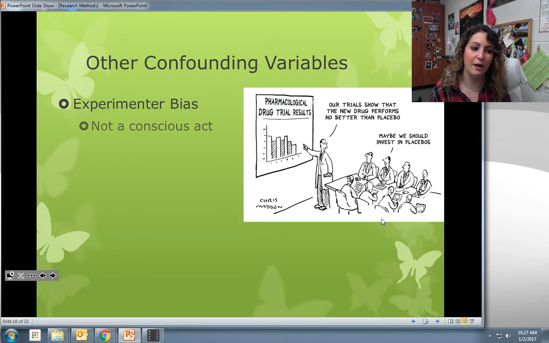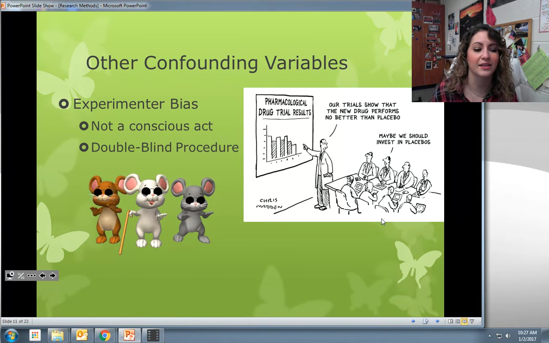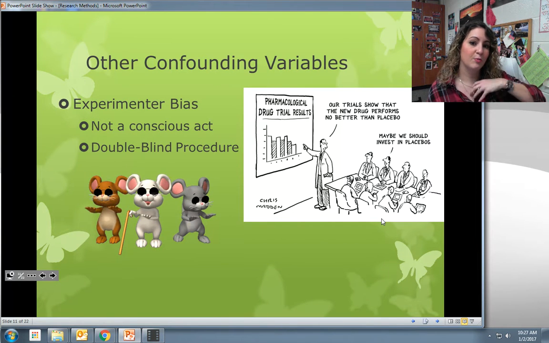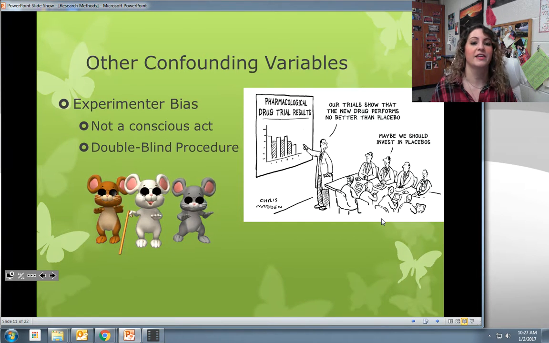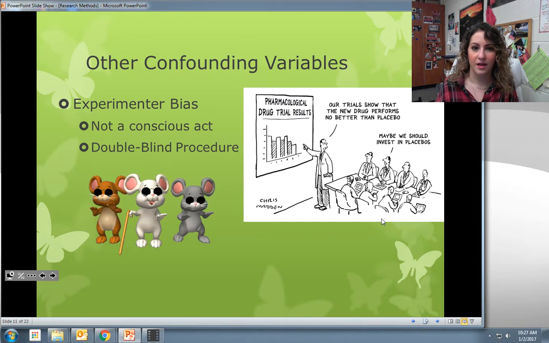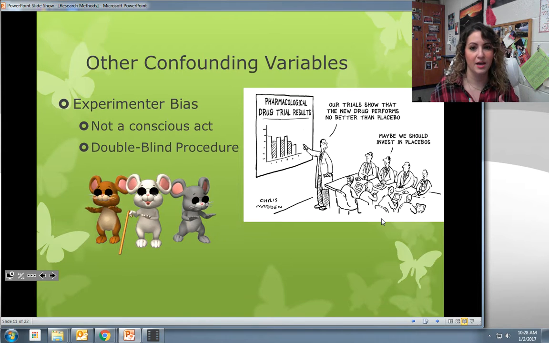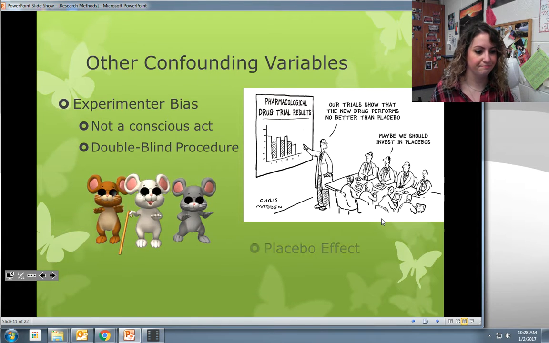So how do I get around that? It's not a conscious act, but how I get around that is a double-blind procedure, meaning neither the experimenter nor the people participating in the experiment know whether they are getting the independent variable or if they're getting some sort of placebo. They don't know if they are getting the active drug or some sort of sugar pill. Neither the people getting it nor the experimenter. So it is a double blind, meaning both the experimenter and the participants of the study are blind to what's actually happening. So there's not going to be any sort of bias one way or another.